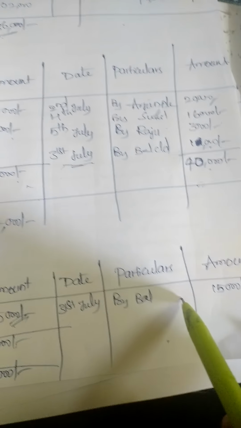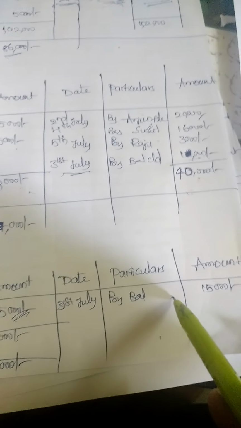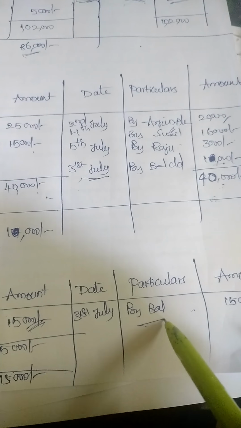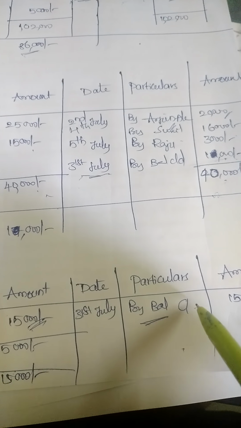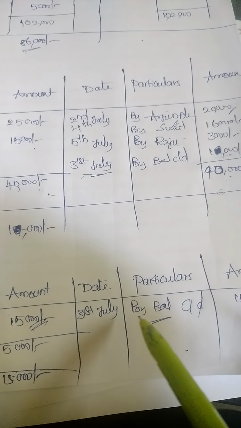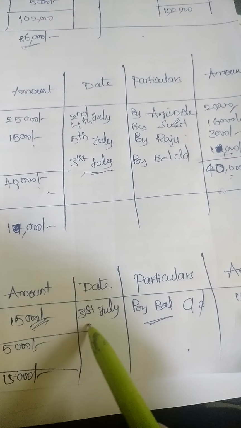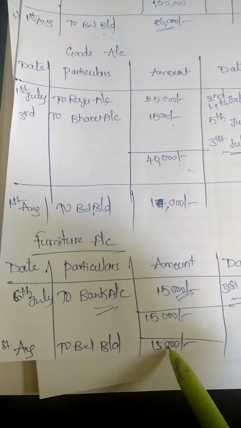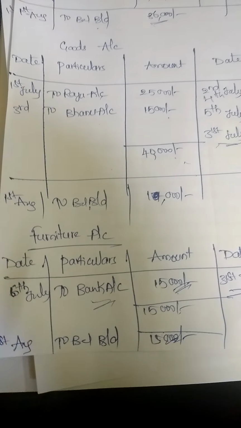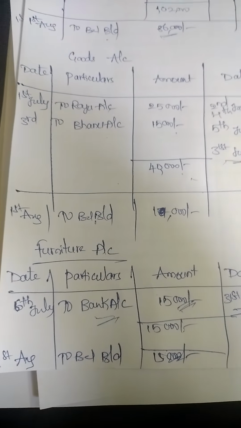This side no information is there, only balance information we have to post. How to post the balance: carry down. The date we have to write is 31st July, the last day of the month. The amount is 15,000. The same amount we have to carry down to 1st August. Next month transactions we have to start with this amount under the furniture account.